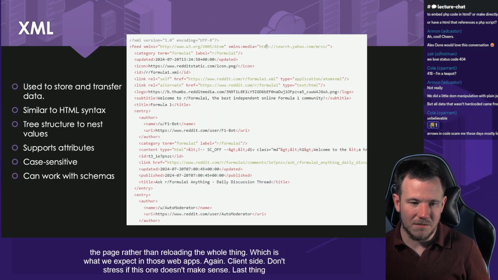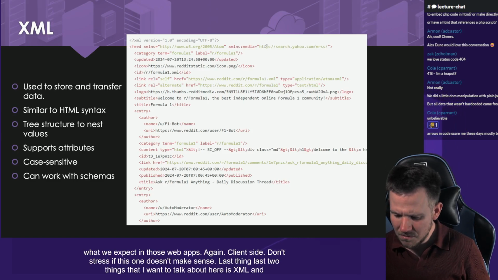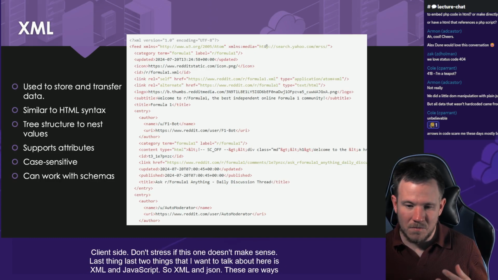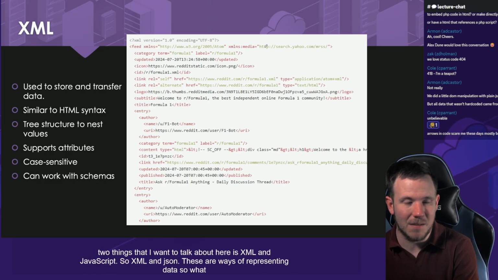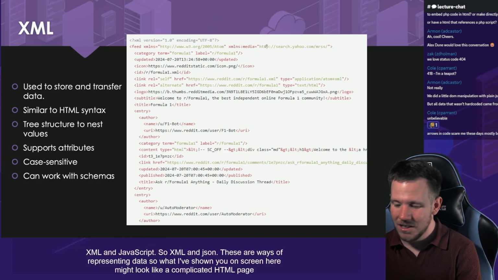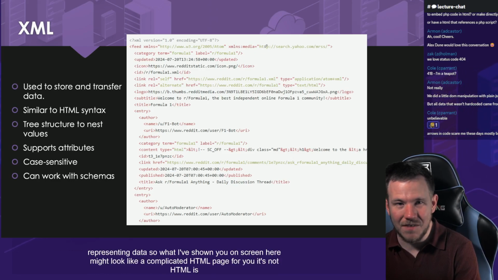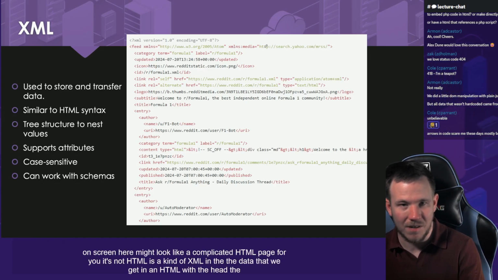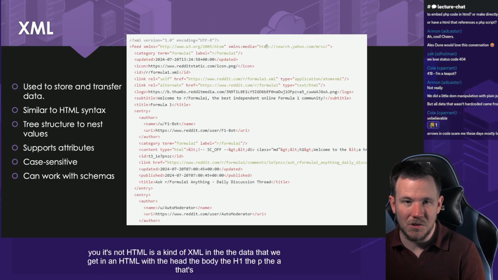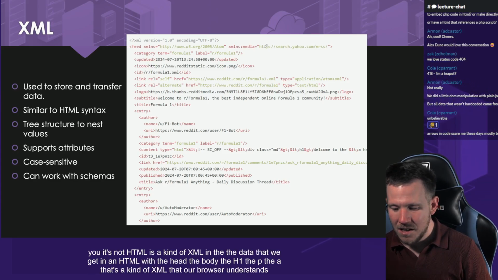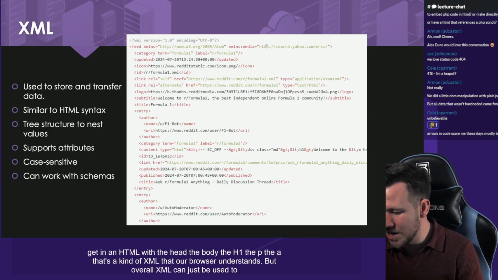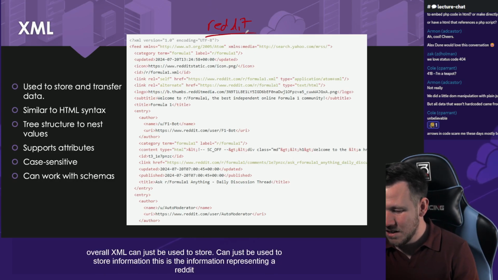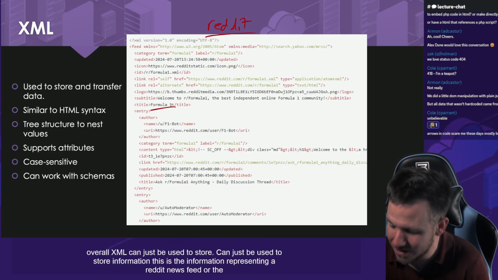Last two things that I want to talk about here are XML and, sorry, not JavaScript, XML and JSON. These are ways of representing data. What I've shown you on the screen here might look like a complicated HTML page. It's not. HTML is a kind of XML, in that the data we get in an HTML page with the head, the body, the H1, the P, the A, that's a kind of XML that our browser understands. But overall, XML can just be used to store information. This is the information representing a Reddit newsfeed for the Formula One subreddit.